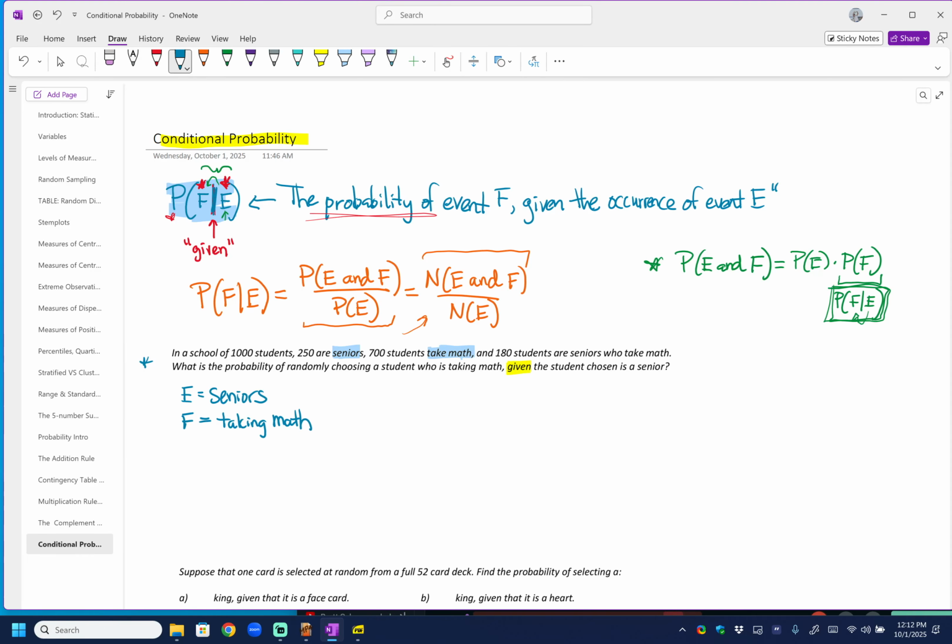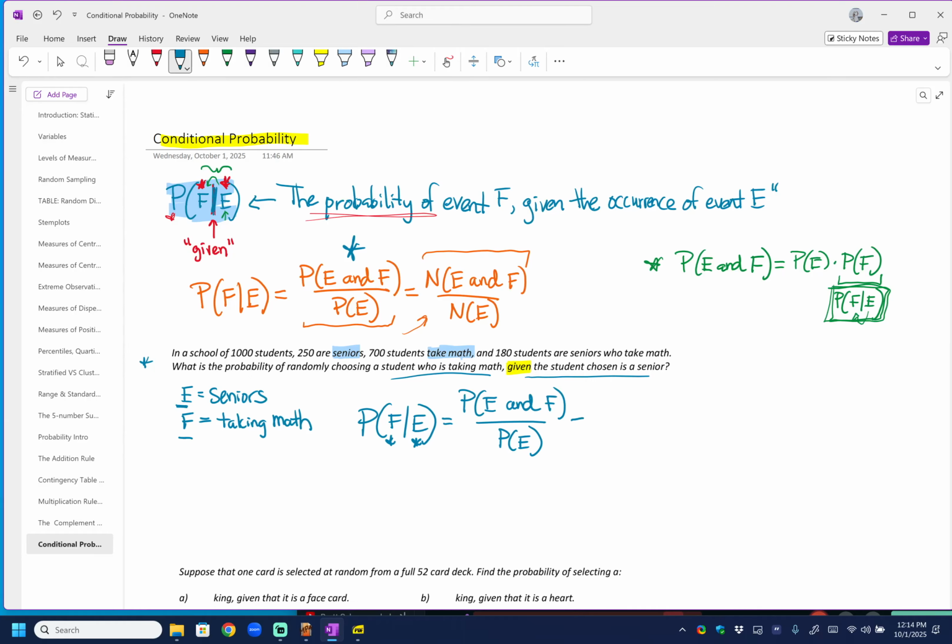Okay, and if the goal is to find the probability of a student taking math, given that they're a senior, then what are we doing here? We're doing the probability of F given E. So we're going to write that out: probability of F given E, so math given senior. Okay, so let's start with the initial formula with probabilities here. That's going to be equal to the probability of E and F over the probability of E.